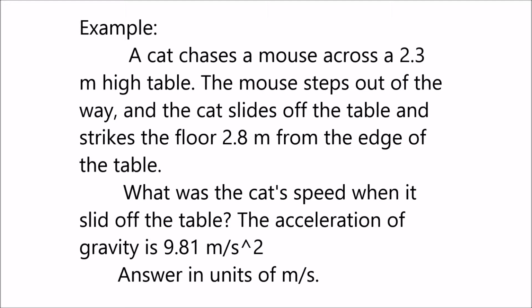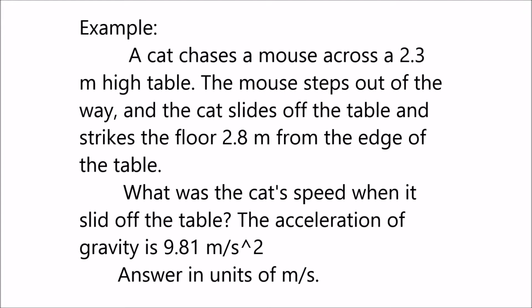Okay, so a cat chases a mouse across a 2.3 meter high table. The mouse steps out of the way and the cat slides off the table and strikes the floor 2.8 meters from the edge of the table. What was the cat's speed when it slid off the table? The acceleration of gravity is 9.81 meters per second squared. Answer in units of meters per second.